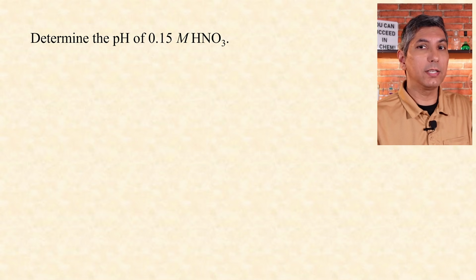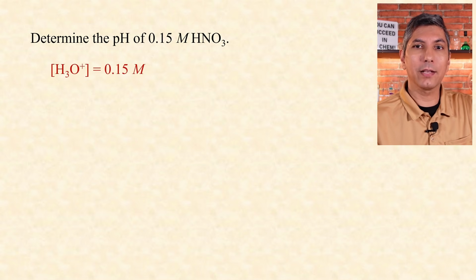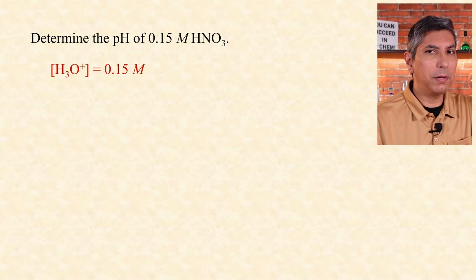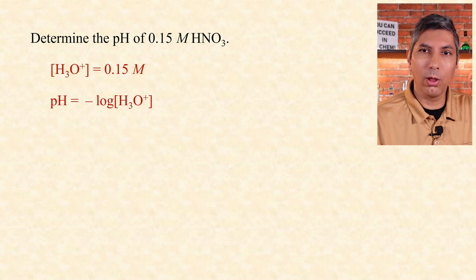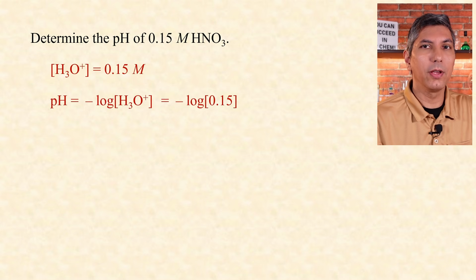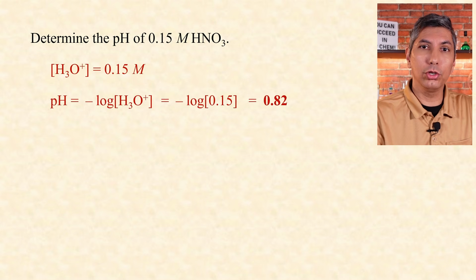Strong acids are 100% dissociated. So for a solution of 0.15 molar nitric acid, the hydronium ion concentration is equal to 0.15. So to find the pH, we just take the negative log of 0.15, which is 0.82.